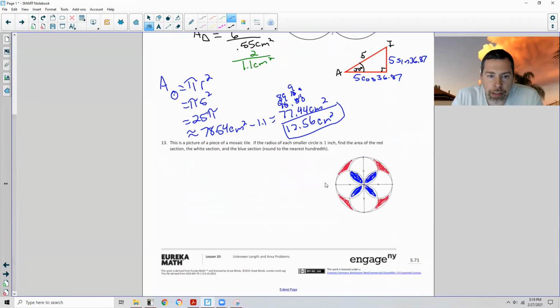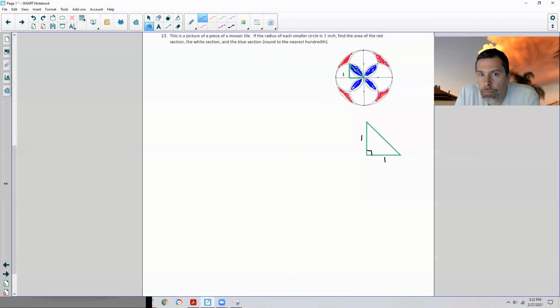All right, number 13. This is a picture of a piece of a mosaic tile. If the radius of each small circle is 1 inch, find the area of the red section, the white section, and the blue section, rounded to the nearest hundredth. Okay, so number 13, on this one, I just drew this triangle here. And we're going to do the blue one first. I'll work on the blue one first.